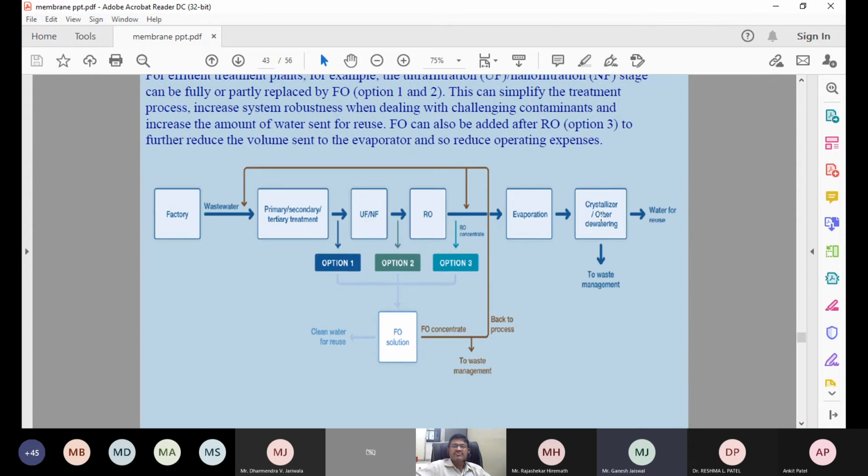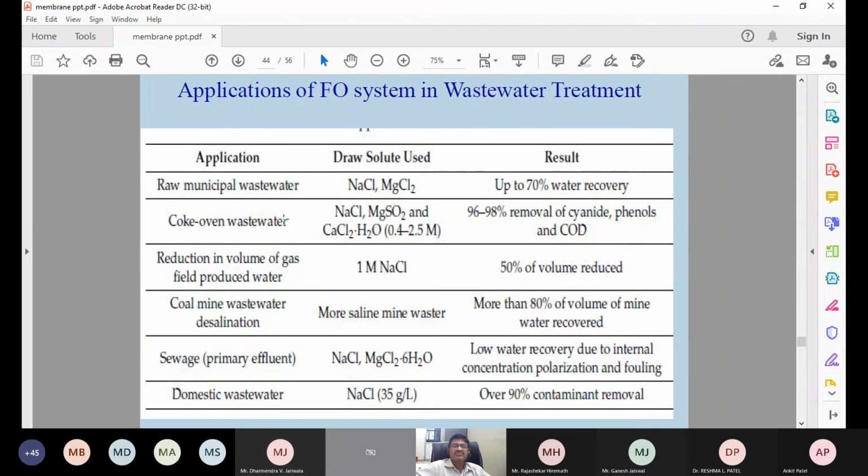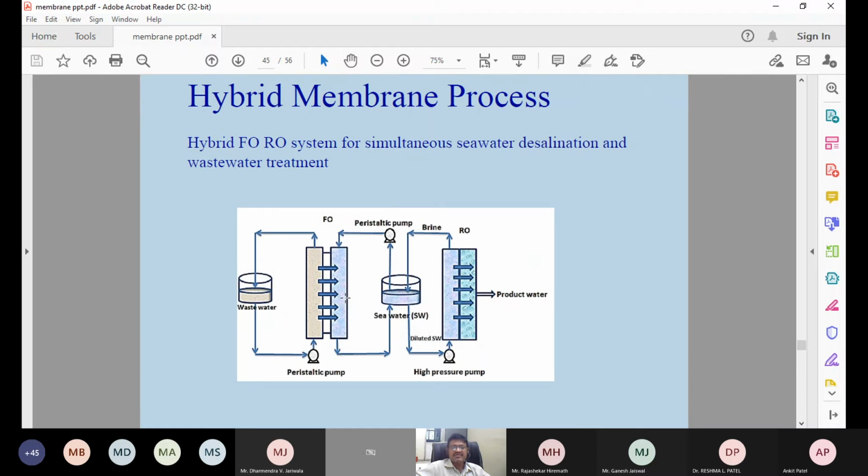Now we come to its application. Industrial applications generally: in wastewater we can remove the cyanide. So you see its application in wastewater is like if you want to remove cyanides or concentrate where phenols or cyanides are there, we can use this FO. Then reduction in volume of gas field produced water, then coal mine wastewater desalination, we can use it. So many applications are there.